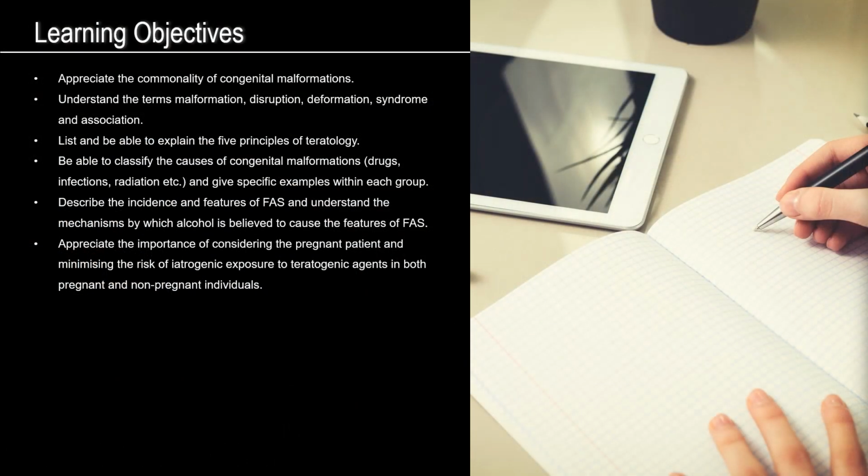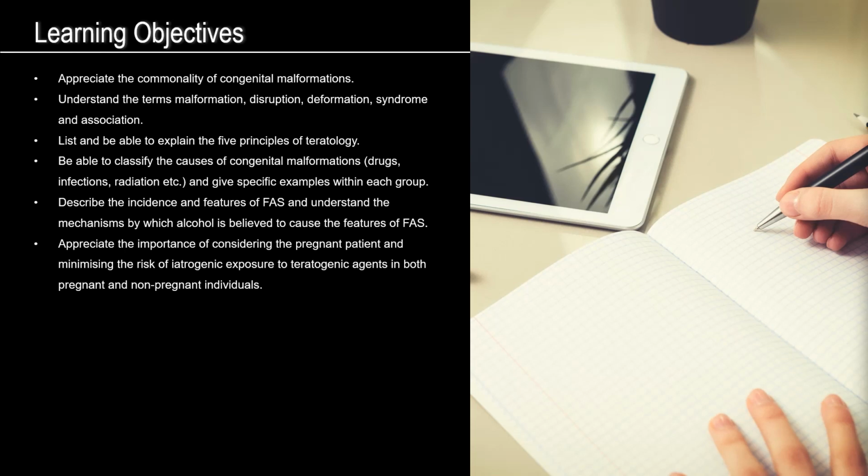After this lecture and after any further necessary study, you should be able to appreciate the commonality of congenital malformations and understand the terms malformation, disruption, deformation, syndrome and association. List and be able to explain the 5 principles of teratology. Be able to classify the causes of congenital malformations, so drugs, infections, radiations, etc. And give specific examples within each group.